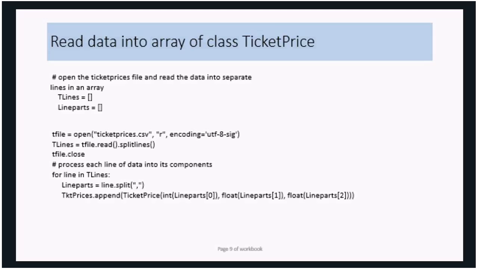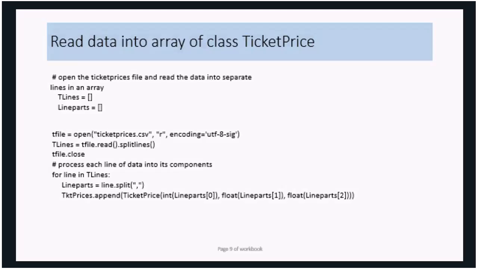Line parts equals line dot split on the comma. So line parts is another array and it takes the first line of T lines and splits it into different components, at the point where a comma occurs. So line parts now has three things in it. It has, for the first line, 3, which is the number of stages of travel. It has the full fare price and it has the concession price.